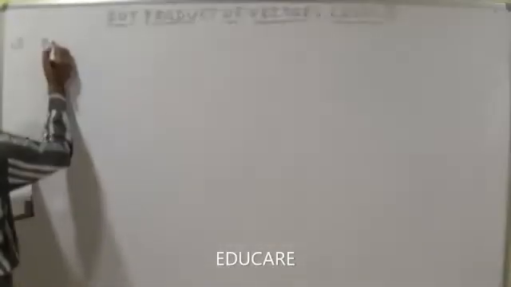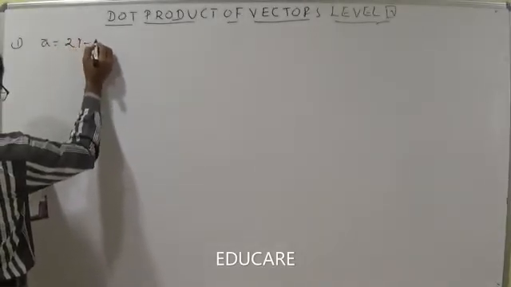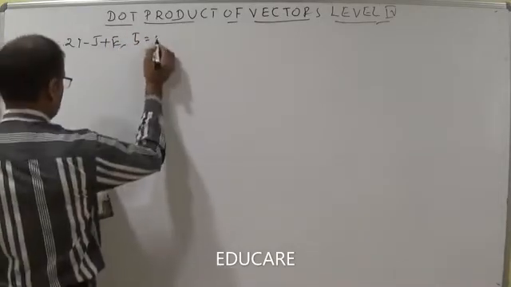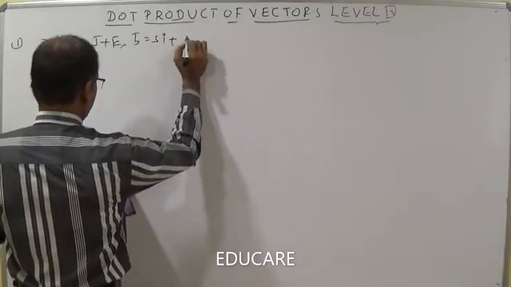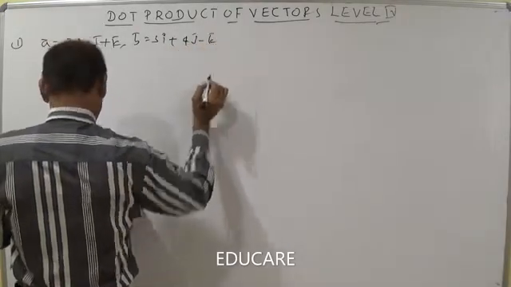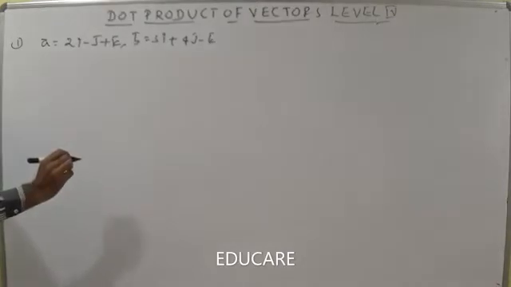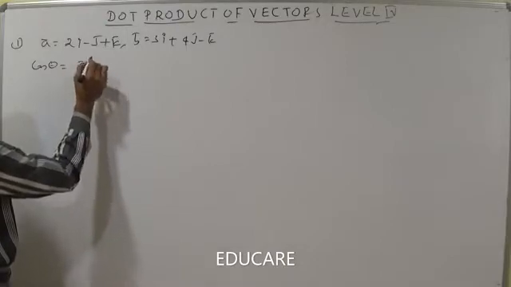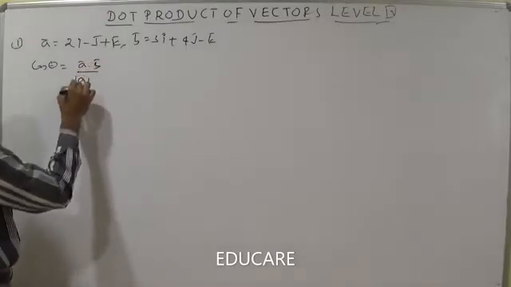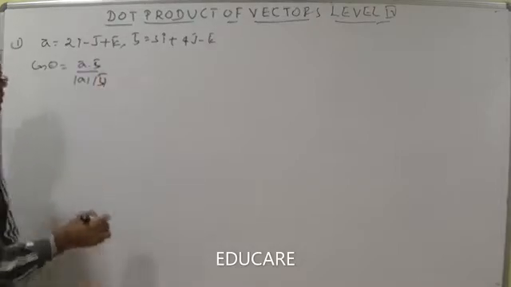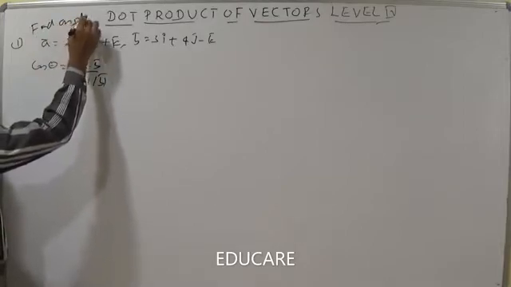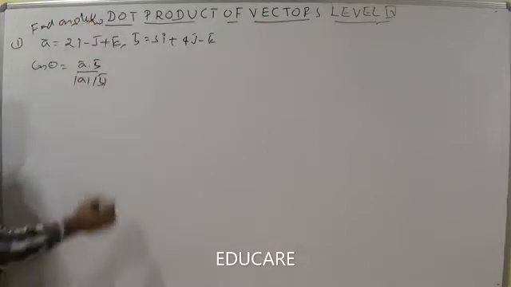The vectors given are A equal to 2i minus j plus k, and B equal to 3i plus 4j minus k. You should calculate the angle between them. Simple formula: the angle between two vectors is cos theta equal to A bar dot B bar by modulus of A bar into modulus of B bar. Find the angle between A bar, B bar.